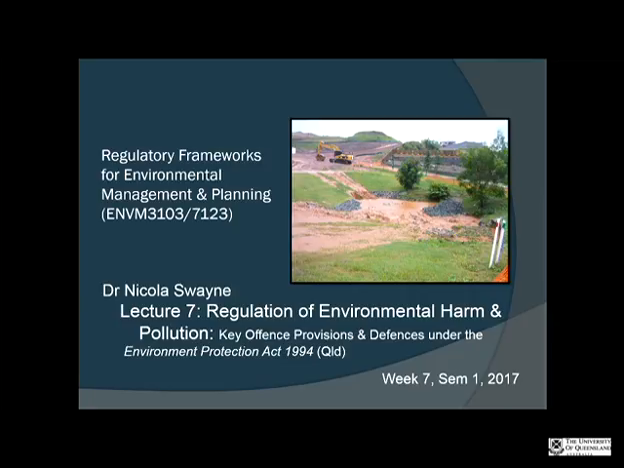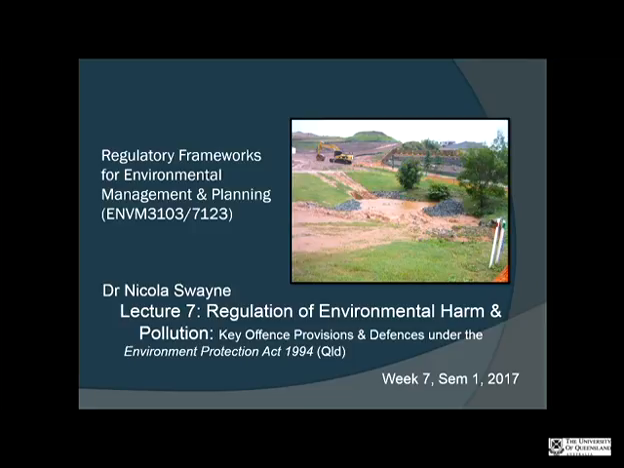One of the first questions that came up when this plume was identified on the satellite imagery was, is this lawful or unlawful? And it all comes back to the issues and the components of the Environmental Protection Act that we're going to be looking at today in terms of what is environmental harm, when is it lawful, and when is it unlawful.